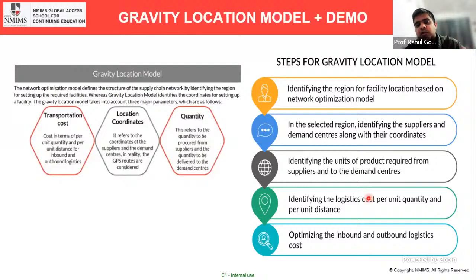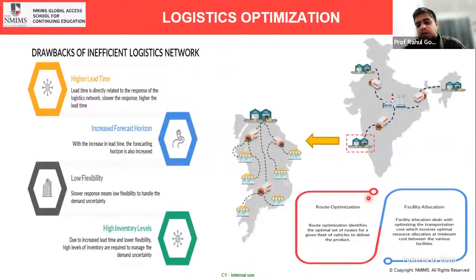So these two models put together, the network optimization model and the gravity location model, help you get to a specific location where you should set up your manufacturing plant or a warehouse, which will optimize the cost for you. Okay, so now we understood that it is very important to have a very efficient logistics network. And when we talk about an efficient logistics network, we want the network to deliver the product as fast as possible, as accurately as possible, to the consumer.